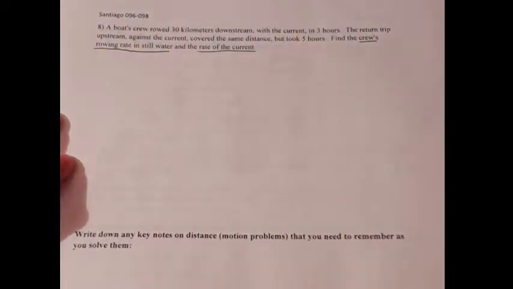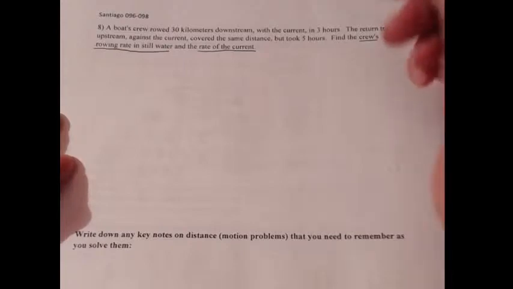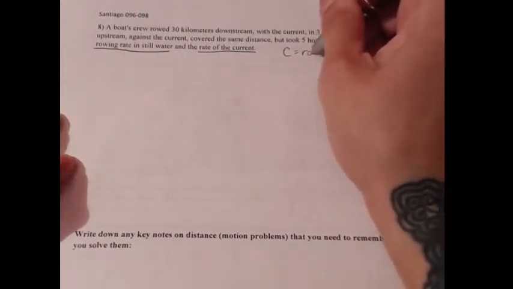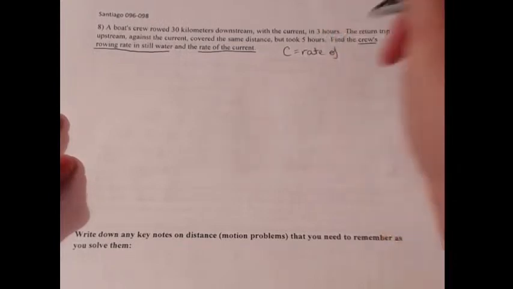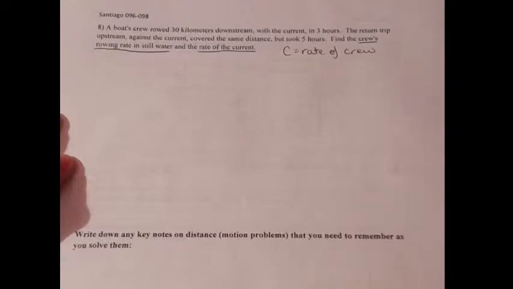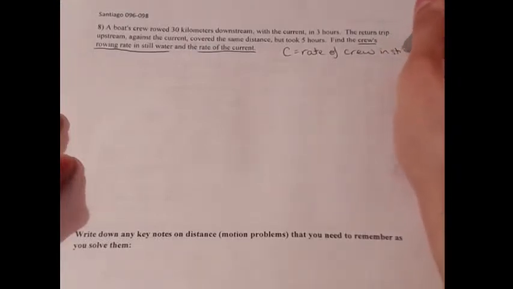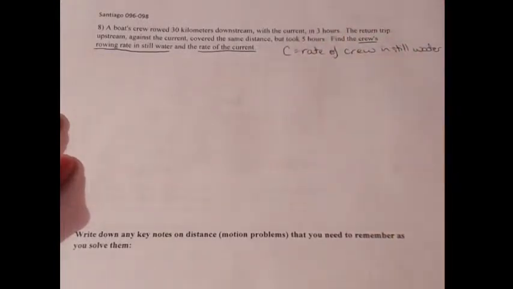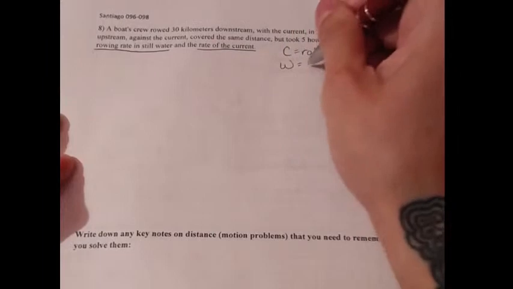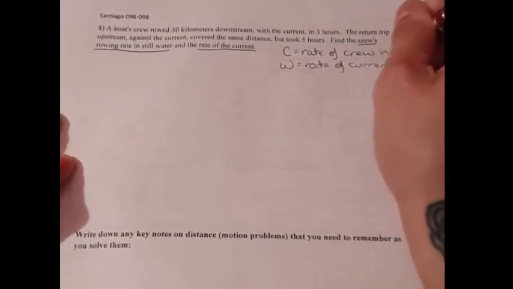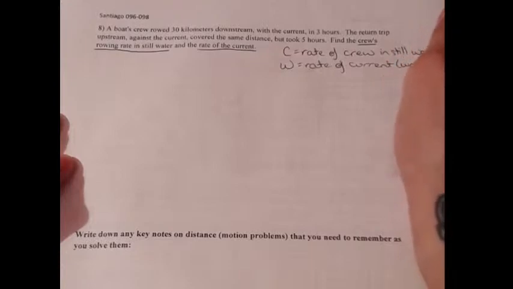And when you think of current, think of that water. So I'm going to call C the rate of the crew, right, in still water. This is without any currents. And then the rate of the current, I don't want to use C again. I'm going to use W for water. So the rate of the current. And of course, we're referring to the water.